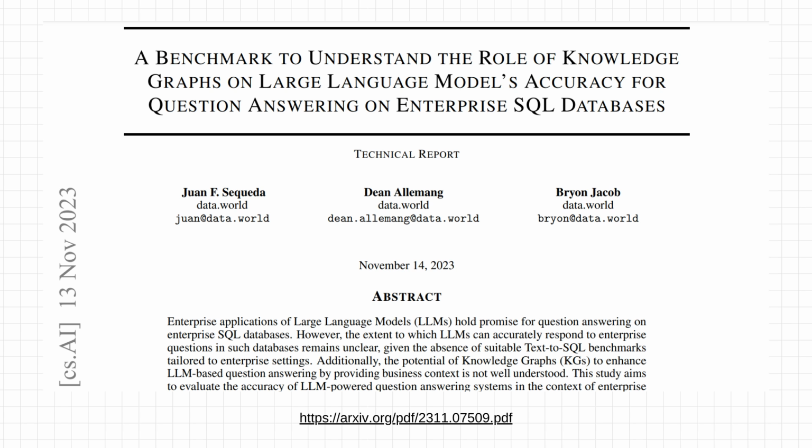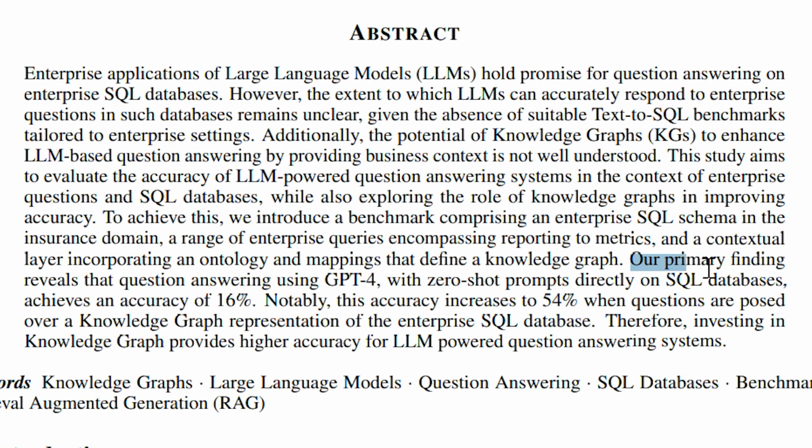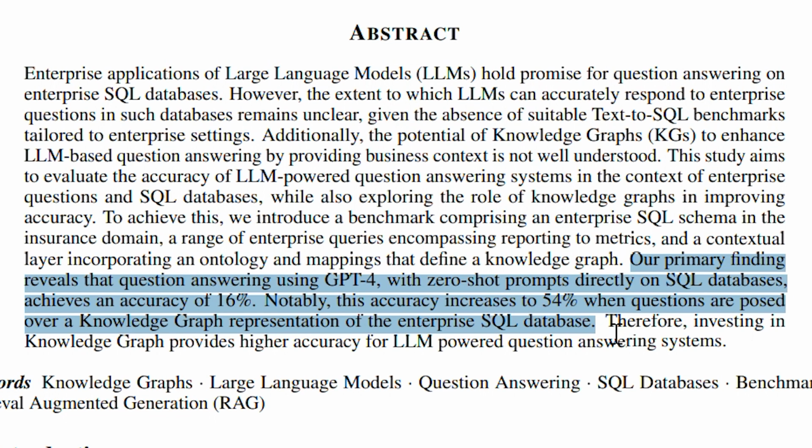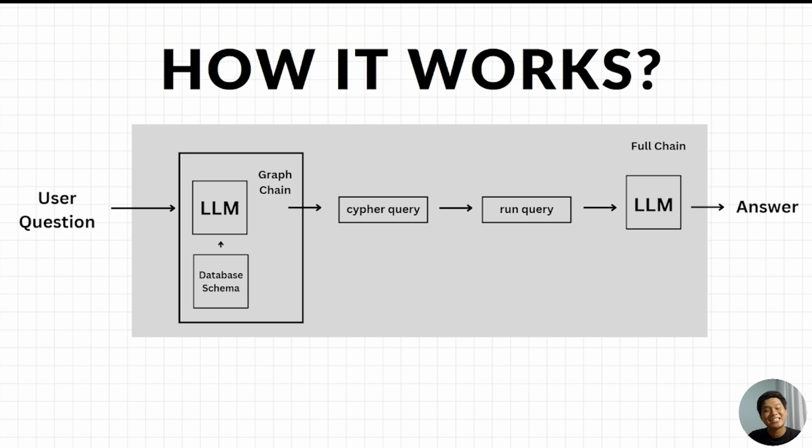In November 2023, there was also research that showed how a knowledge graph optimized the search in a SQL database. The researchers revealed that question answering using GPT-4 with zero-shot prompts directly on a SQL database achieves an accuracy of 16%. Notably, this accuracy increases to 54% when questions are posed over a knowledge graph representation of the enterprise SQL database. Okay, so that's the reason why learning about knowledge graphs for our LLM is very interesting and important.